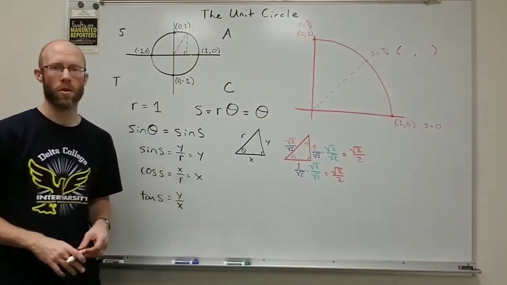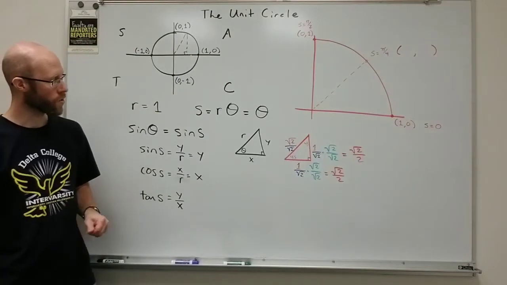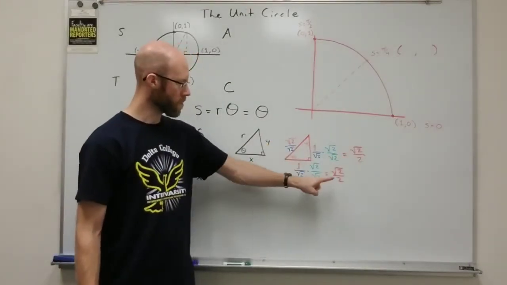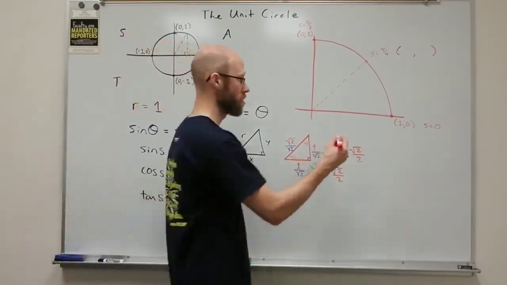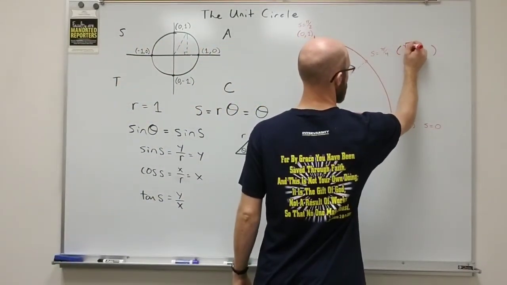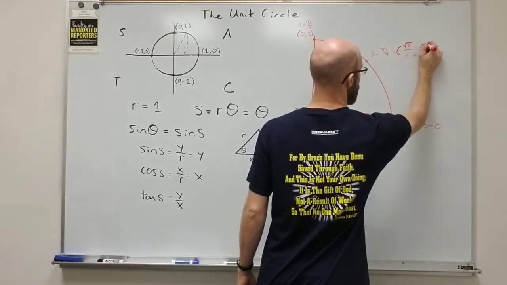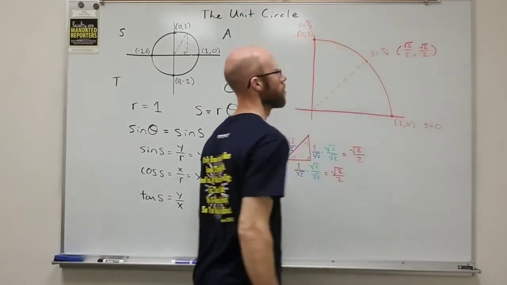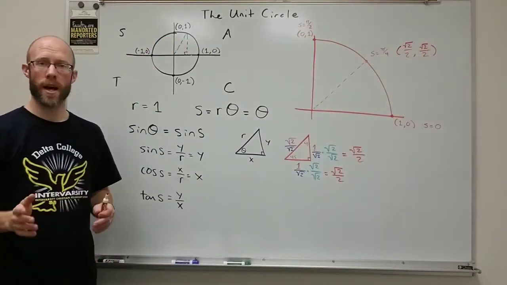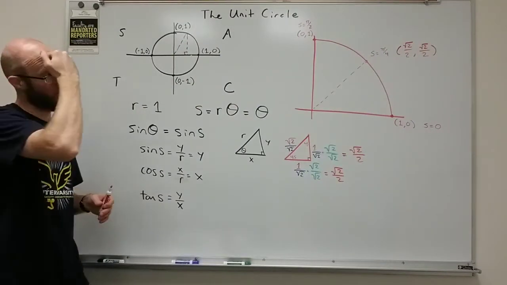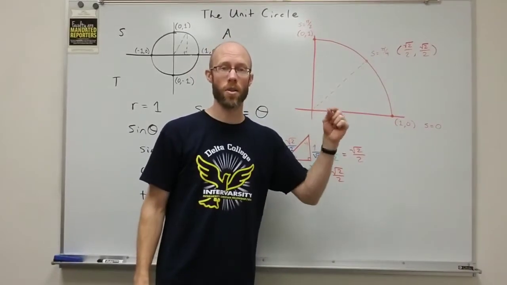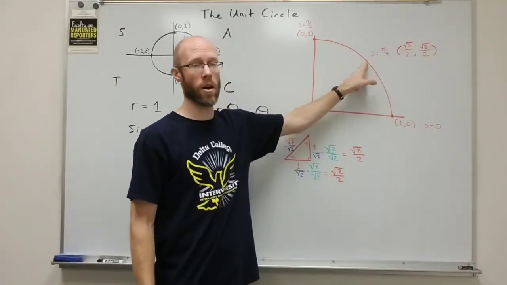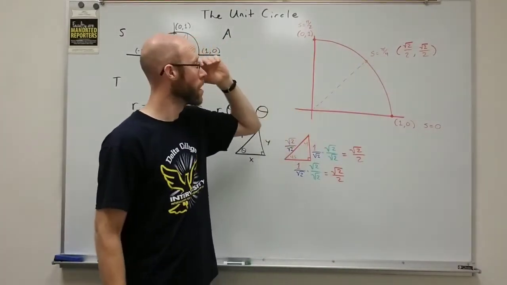Okay, square root of 2 over 2. And so those are going to be the corresponding x and y values of our point. So it's going to be square root of 2 over 2, square root of 2 over 2. Those are the xy coordinates of the point at 45 degrees on the unit circle. So it's this point right here on the unit circle.